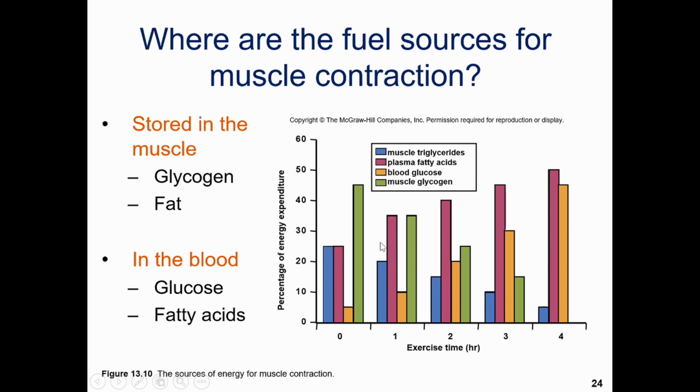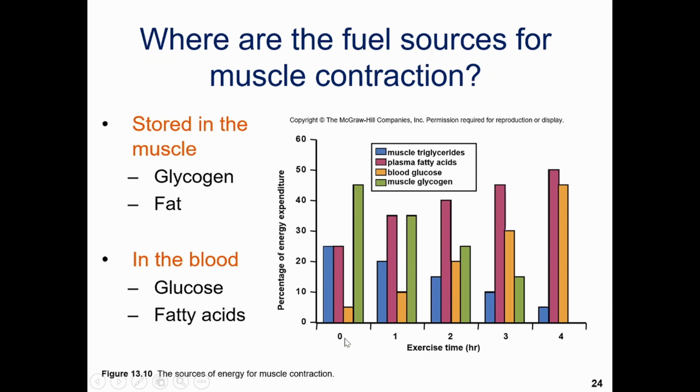and how much of the energy that you're using, what's the percentage that's being used in which form. So we have this bluish purple, which is the muscle triglycerides. So these are the fats that you find in the muscle. We have in this pinkish purple color our plasma fatty acids, so our lipids coming from the blood. Down here in gold we have blood glucose. So this is the carbohydrate coming from the blood, and then in green here we have the carbohydrate glycogen in the muscle.